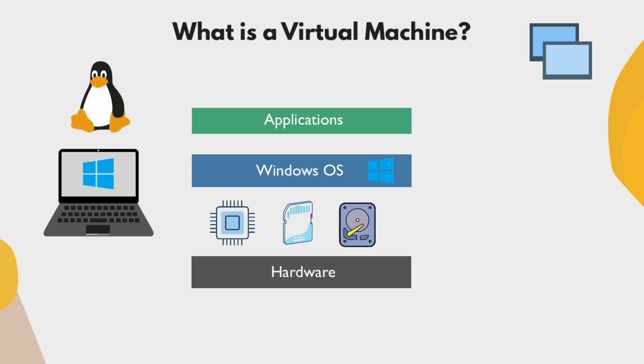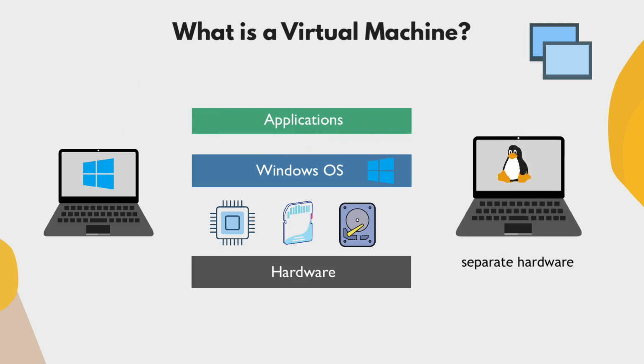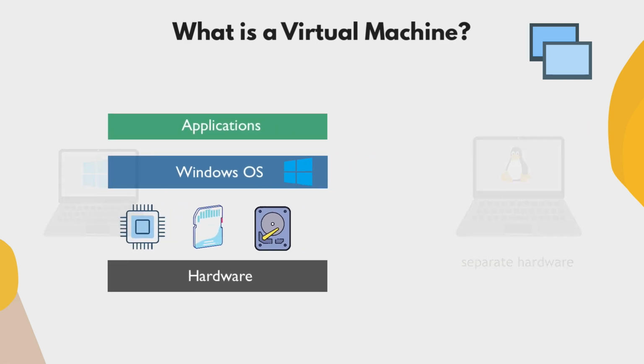Now, what if you wanted to use Linux instead? Maybe for your work, or maybe you just want to learn a new operating system. For that, you would need a machine with hardware resources and a Linux operating system on top of that. And then you could run applications on that Linux operating system. So basically you would need another computer, another laptop, where you would install that Linux operating system.